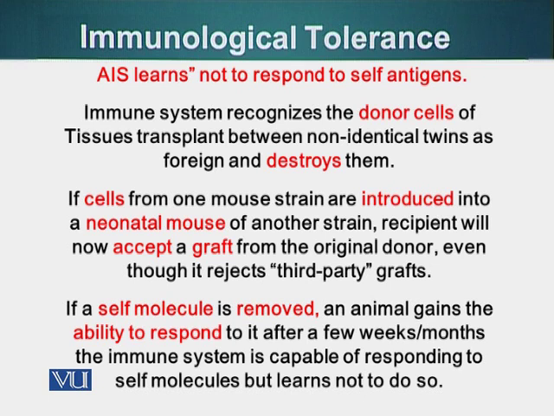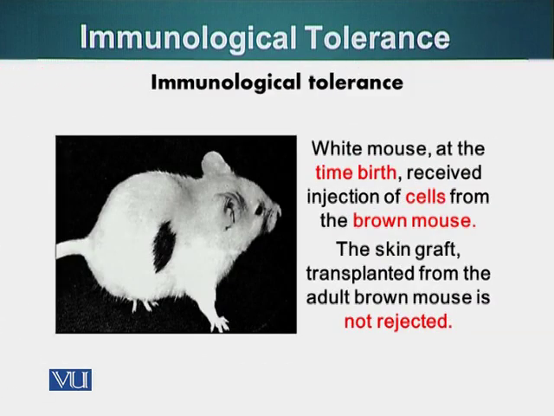So it is not that our immune system cannot react to our own tissue. It is that our immune system has made a choice that it is not going to react to anything that is self. We will look at the cellular basis, but first let me show you this experiment.